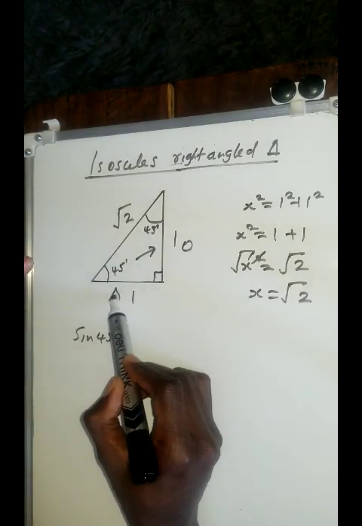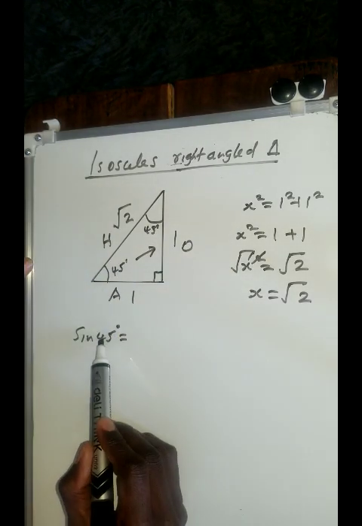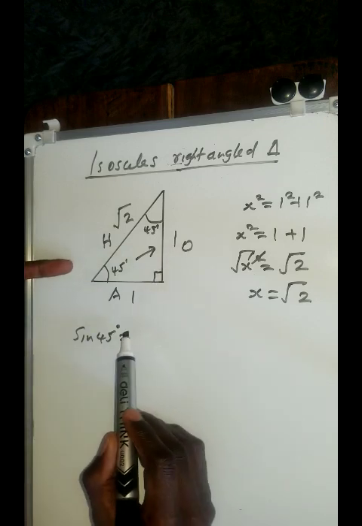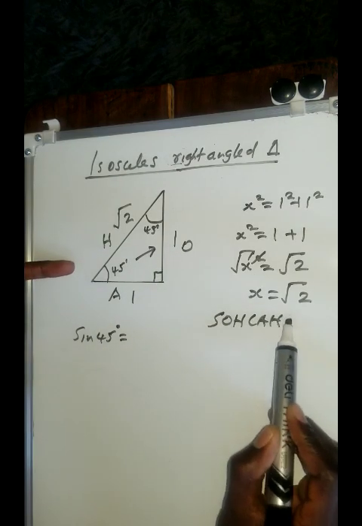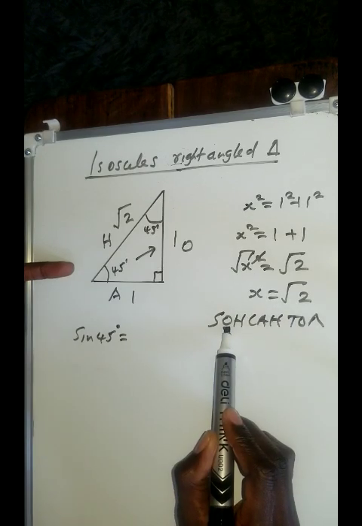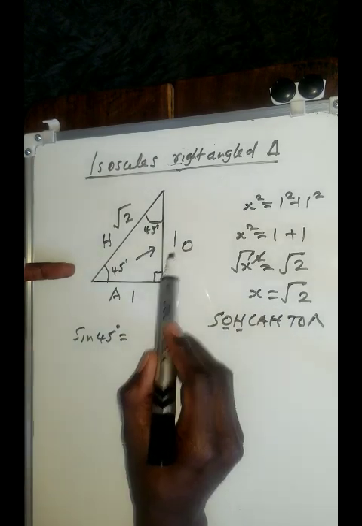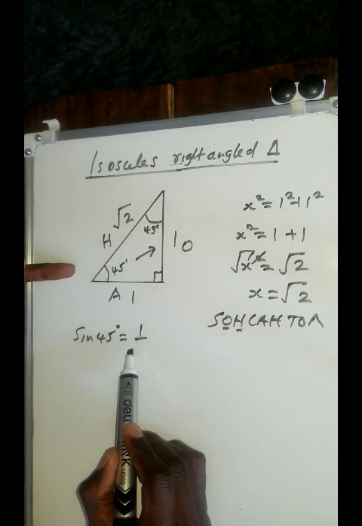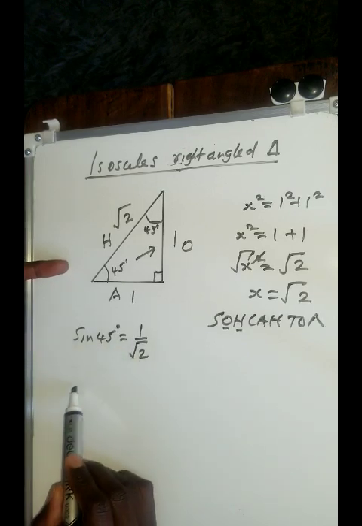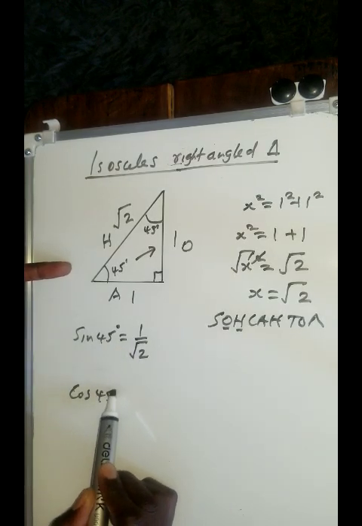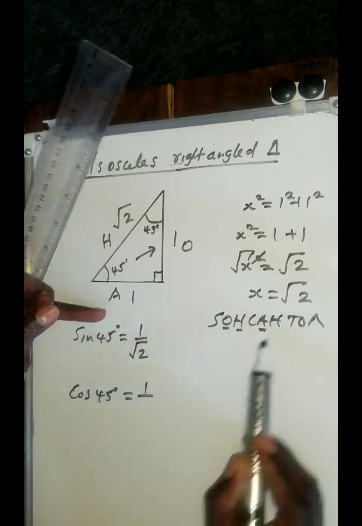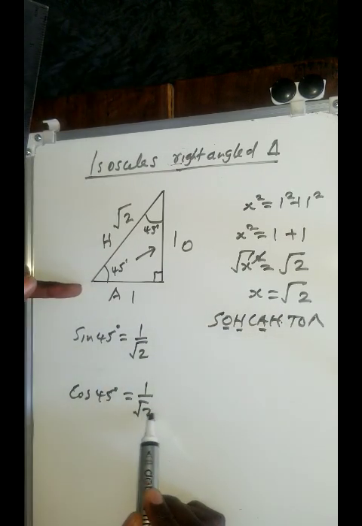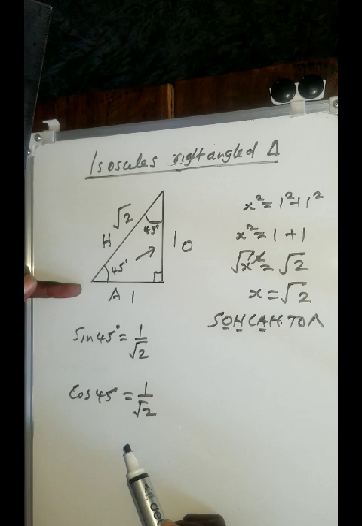This is the opposite, adjacent, hypotenuse. So sine 45 will be equal to, remember, when you remember your SOHCAHTOA, it's opposite over hypotenuse. So my opposite is 1 over the square root of 2. Then what about cos 45 degrees? Well, it is adjacent, which is 1 over the hypotenuse, which is the root of 2.